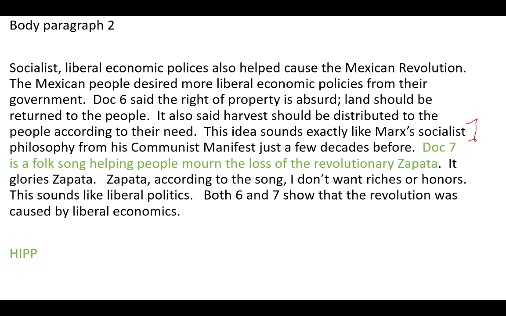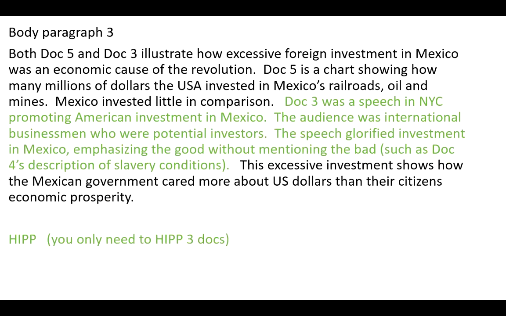Document 7 is a folk song helping people mourn the loss of a revolutionary, Zapata. Okay, that's my hip, hopefully. It glorifies Zapata. That's also hipping. Zapata, according to the song, says, I don't want riches or honors. This sounds like liberal politics. Both 6 and 7 show that the revolution was caused by liberal economics or socialist economics. So I described 2 documents and I tried to say how both documents 6 and 7 support my thesis. I think I did a good job. I don't know, but I think so. Now, moving on.